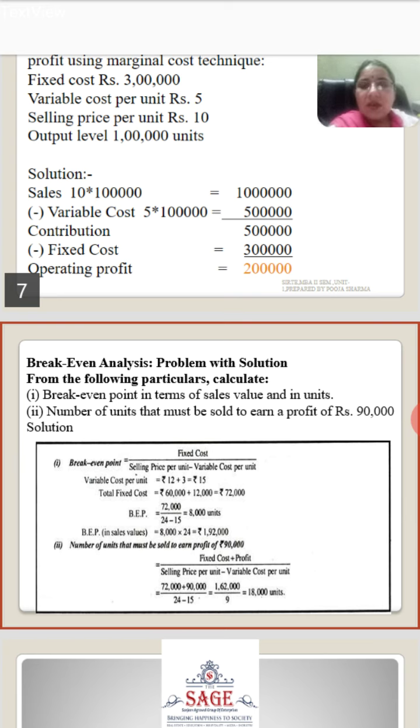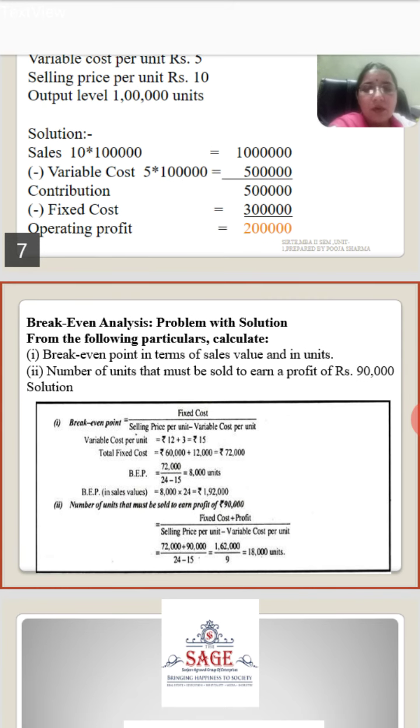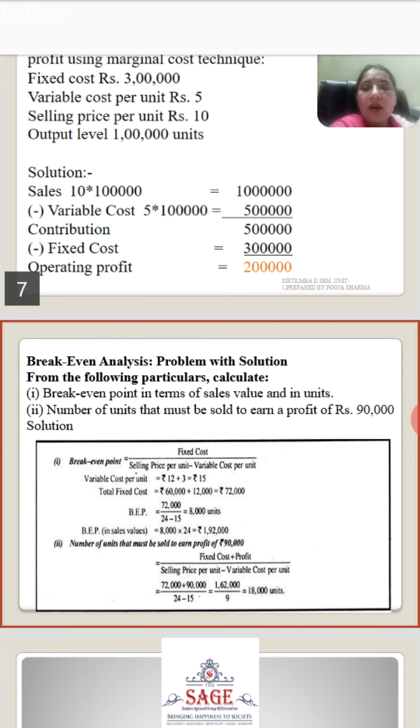When we have to calculate the operating profit or contribution, we can use this operating chart. First of all, deduct the variable cost amount from the sales. You will have the contribution. Then deduct the fixed cost amount from the contribution, and you will have the operating profit. Here the operating profit is what? 2 lakh rupees.